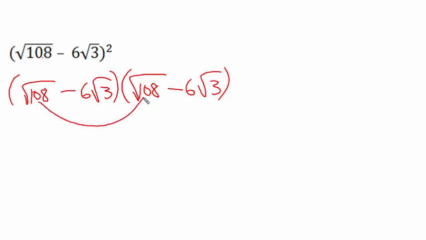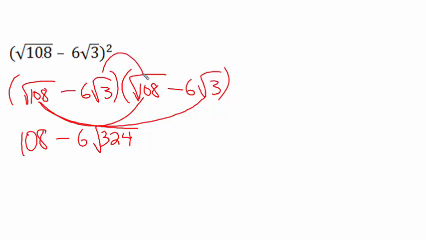The square root of 108 times the square root of 108 is simply 108, because when you square a square root, you'll simply get whatever is inside the square root. This outside loop is going to be, on the outside of the radical, we'll have a -6. Inside the radical, we have 108 times 3, which is going to be 324.